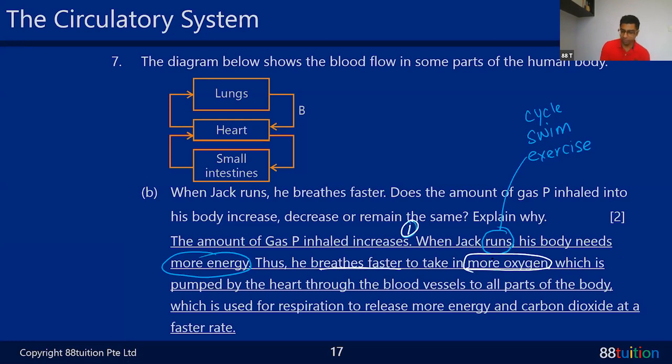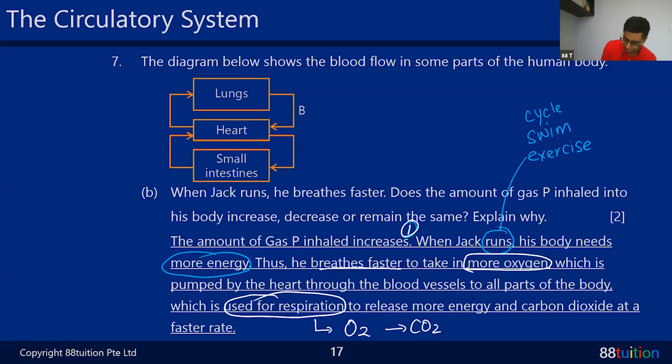We already said, right? More oxygen is pumped through the heart to all parts of the body, which is used for respiration. Respiration means to take in oxygen and give out carbon dioxide. So you take in oxygen, give out carbon dioxide, and you need to do this fast. If you want the blood to do this fast, you need the heart to work faster. So your heart rate will go up, okay?